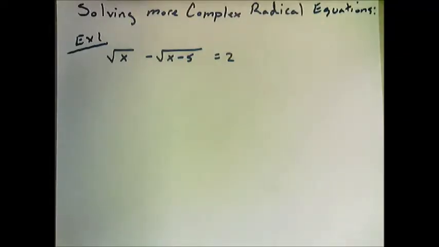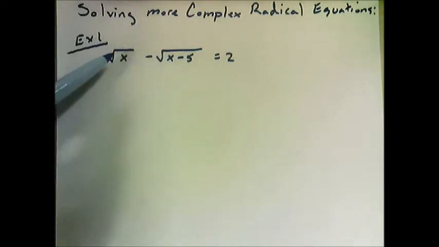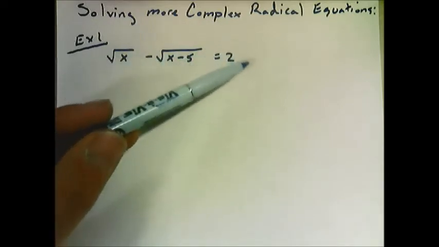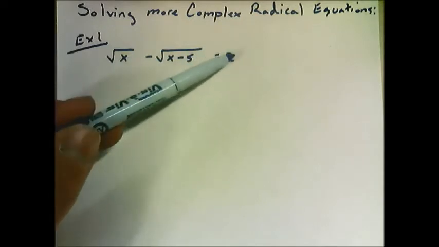Today we're going to look at solving complex radical equations, but they're going to be more complex. And what's going to make them more complex is that we're going to see two radicals within our equation, but also we're going to see other things. We may see a constant, or we may even see a variable.